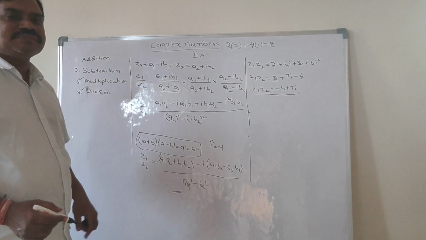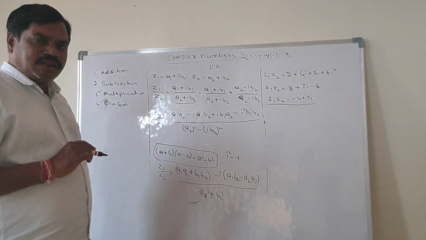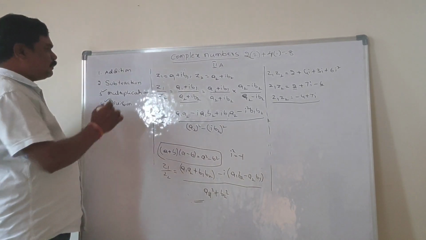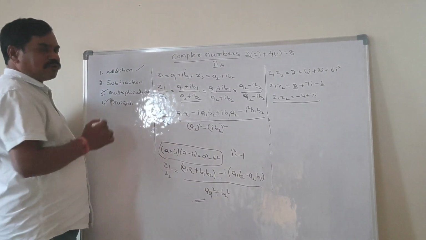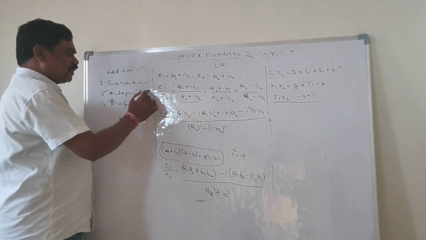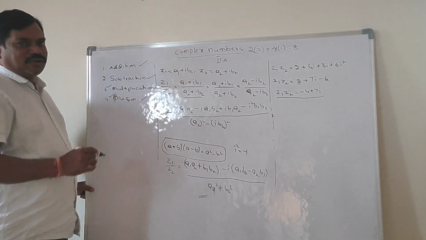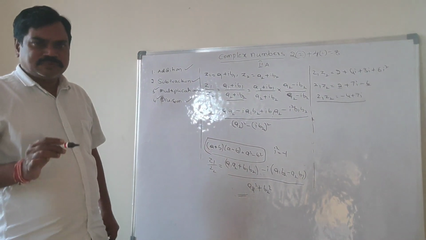This is the procedure of the two complex number division. Okay, all of you. So we have completed the addition of two complex numbers, subtraction of two complex numbers, multiplication of two complex numbers, and division of two complex numbers. Okay, all of you, that's all.